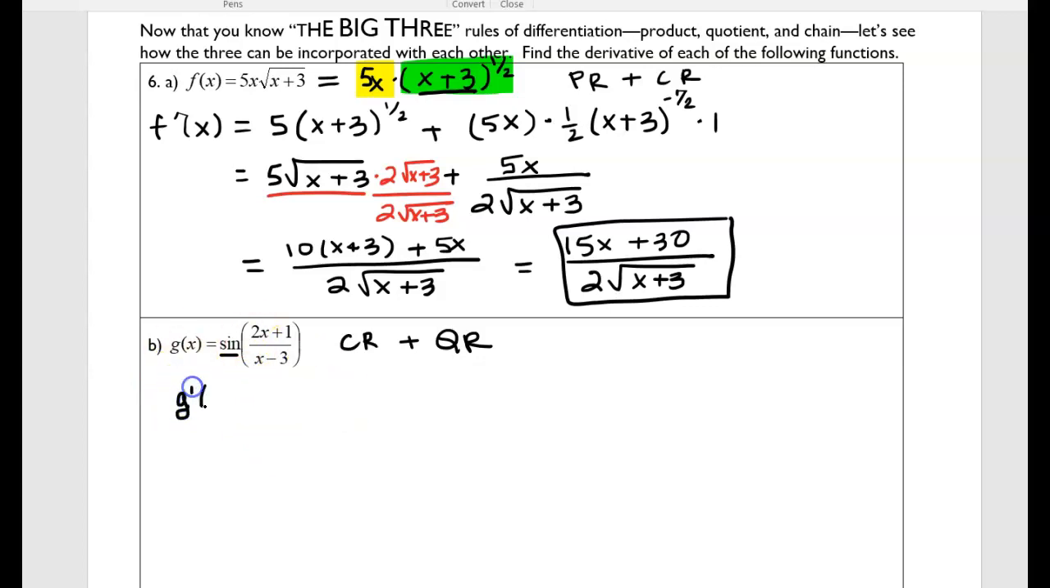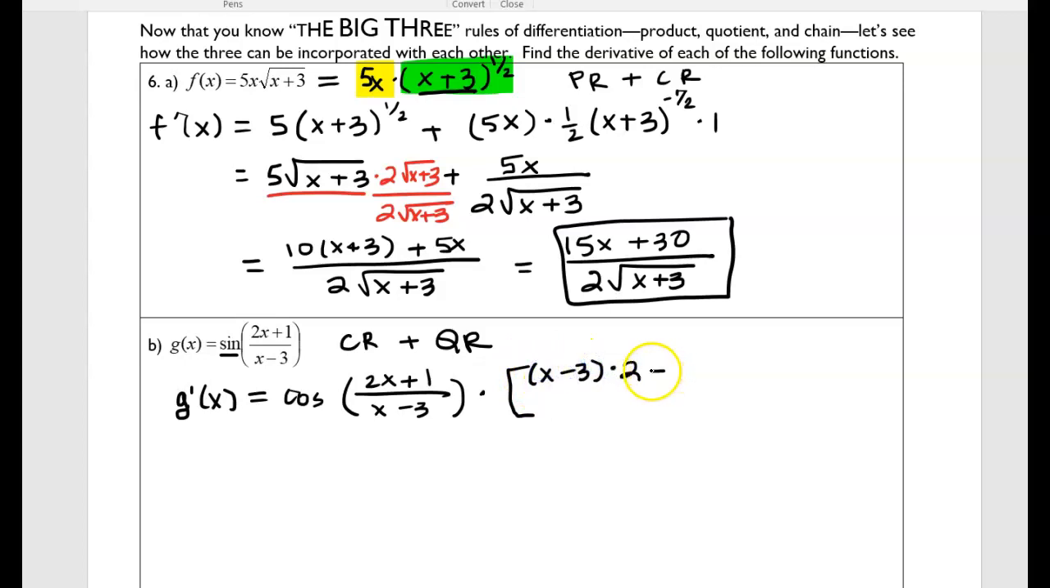So for my derivative, take the derivative of the outside first, cosine, leave the inside alone. And now I'm going to multiply by the derivative of that inside, 2x plus 1 over x minus 3. And that's where I use the quotient rule. So low, x minus 3, d high times 2 minus high, 2x plus 1, d low times 1, all over x minus 3 squared. Perfectly acceptable way to leave your answer.